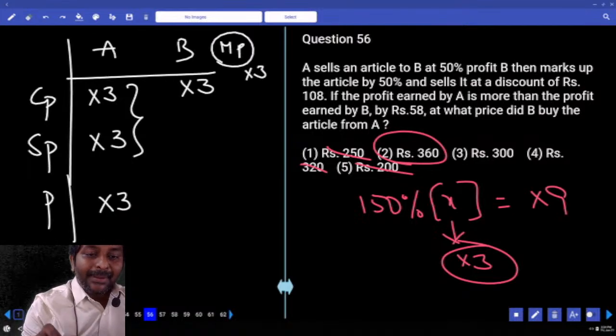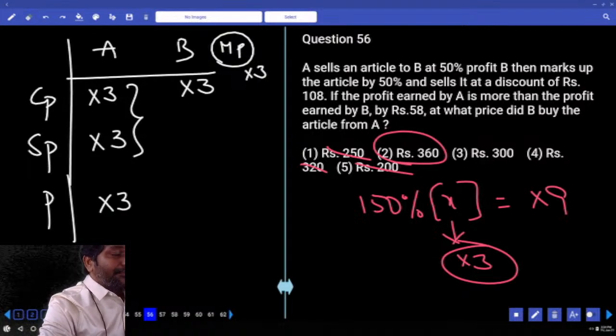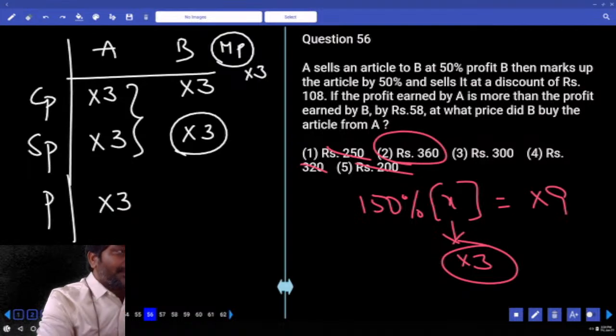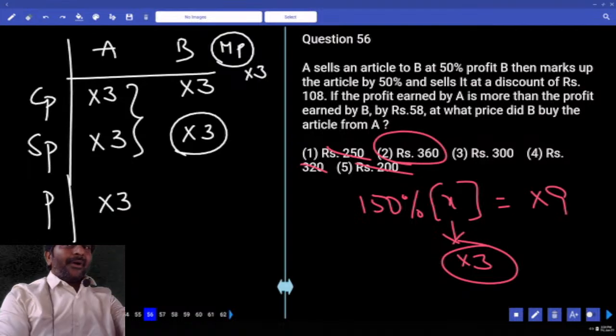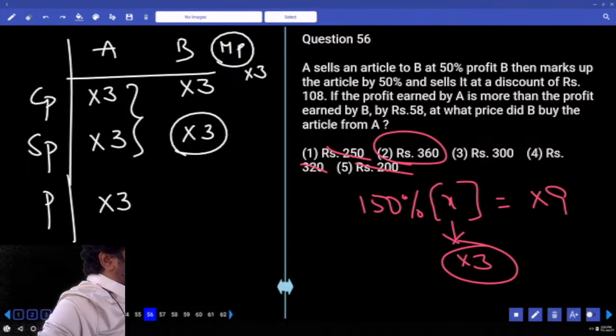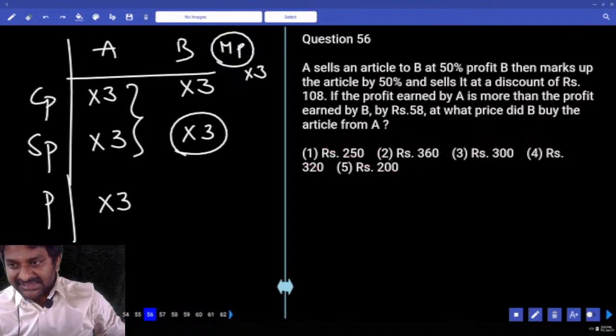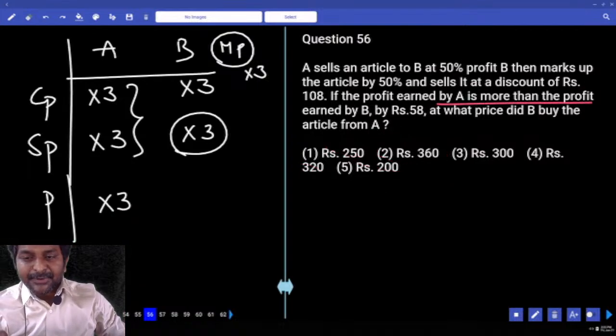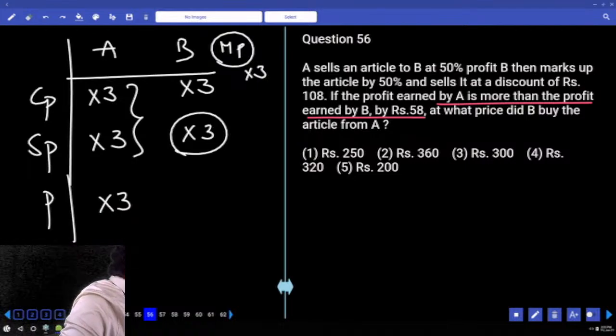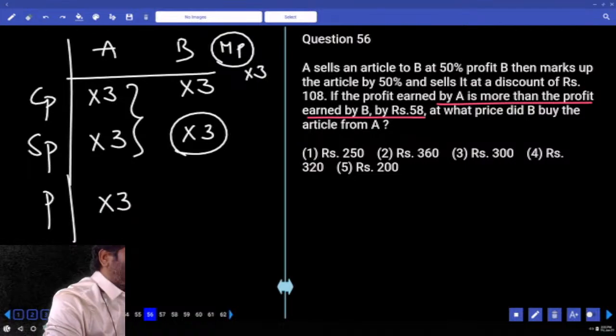By selling article B to somebody, he is also getting profit. That also should be 3 multiple. My point is, all the numbers must be 3 multiples. Agreed or not? All the numbers must be 3 multiples. Last but one point says, A's profit is how much more than B's profit? Is 58 a 3 multiple?